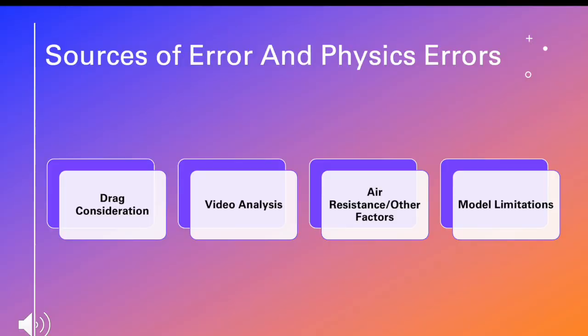Some sources of error that can be present include drag consideration, the video analysis, air resistance, and model limitations. Drag consideration because we don't have a very specific formula to find the drag. The video analysis will never be picture perfect, so the points could be realistically a bit more specific. Air resistance can always be a bit uncertain, and model limitations because there are better ways to show this proof.